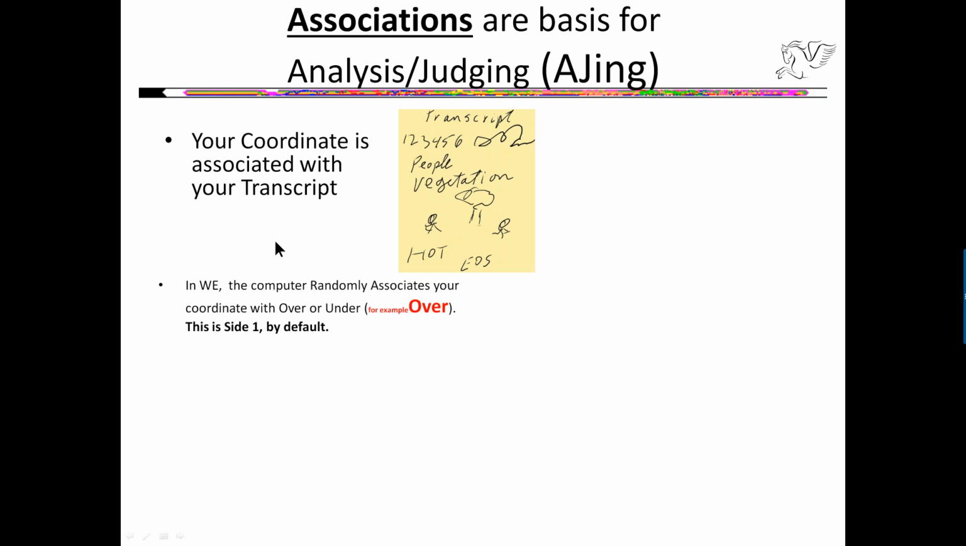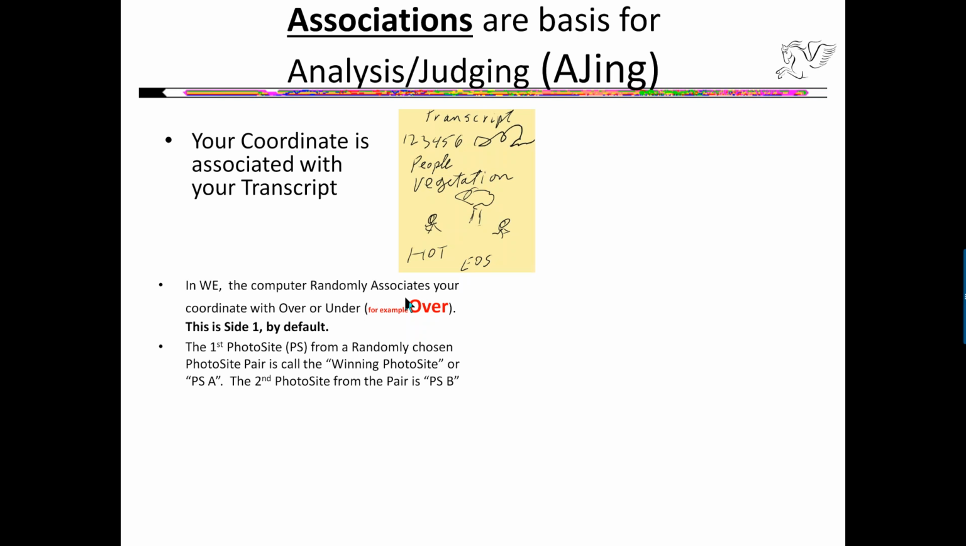Now, while this is the first time I'm letting you know, it's maybe obvious, but let's say it out loud. By default, your coordinate is called side 1 in the protocol, in the computer. So side 1 is also associated now with over, and that was a random association. The first photo site of the pair is the winning photo site, and that's called photo site A. The second photo site is photo site B. Nothing yet to do with side 1 or side 2. These are separate things up to this point.